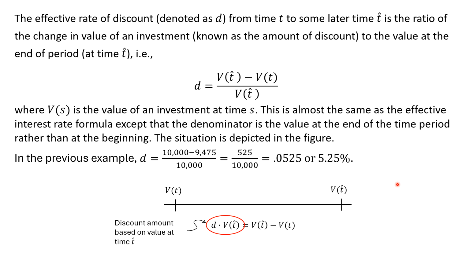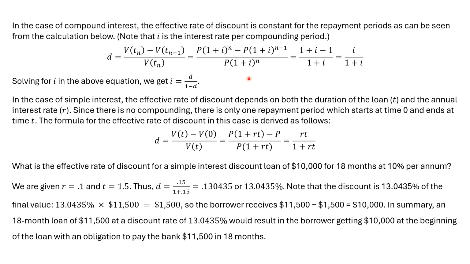Okay, so let's continue. I have a little bit more on this topic. I want to apply the formula from the previous slide to compound interest and simple interest. So we're going to compute, I should say, the effective rate of discount, just going from one period to the next. So from period n minus 1 to period n in terms of the compounding periods. So this is the value at the end of the nth period, and this is the value at the end of the n minus 1 period, and you divide by the value at the end of the nth period.